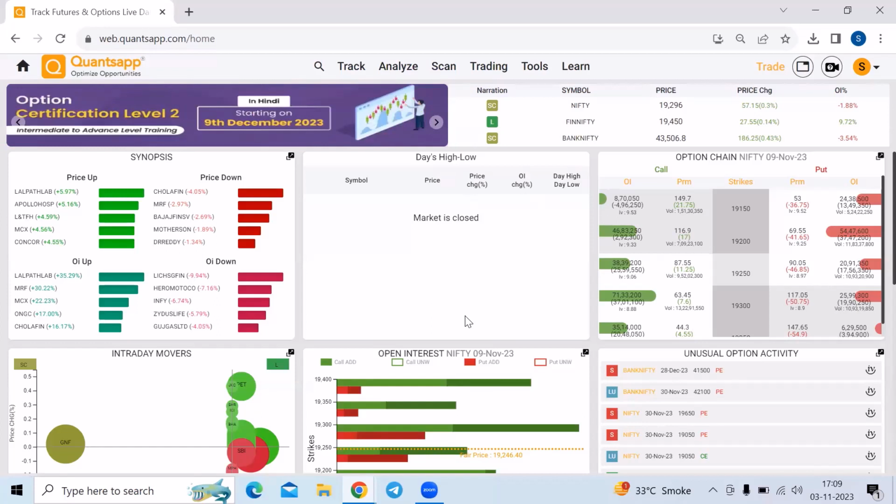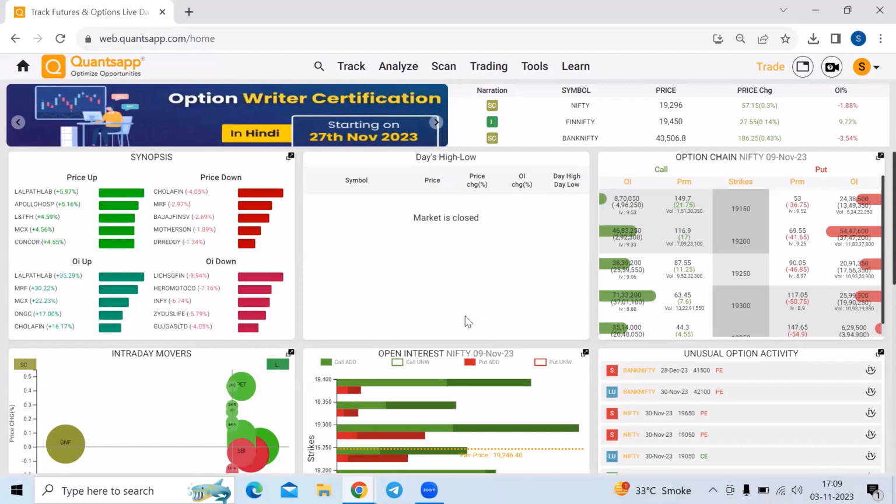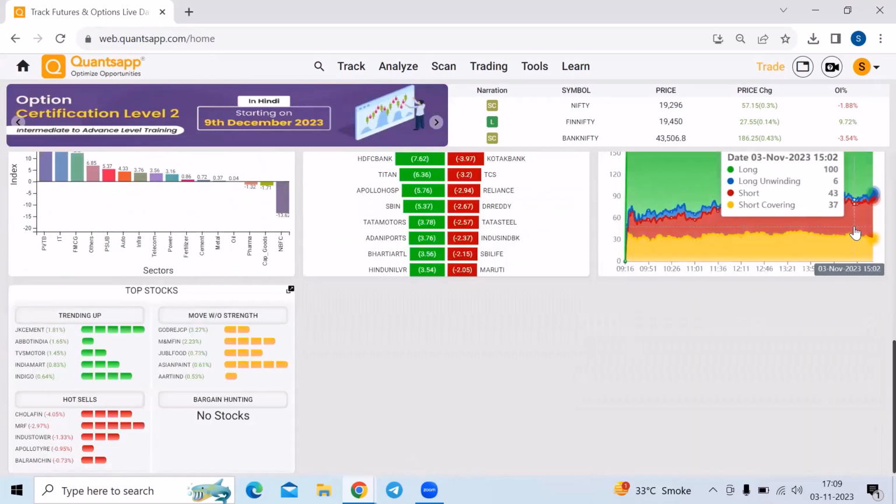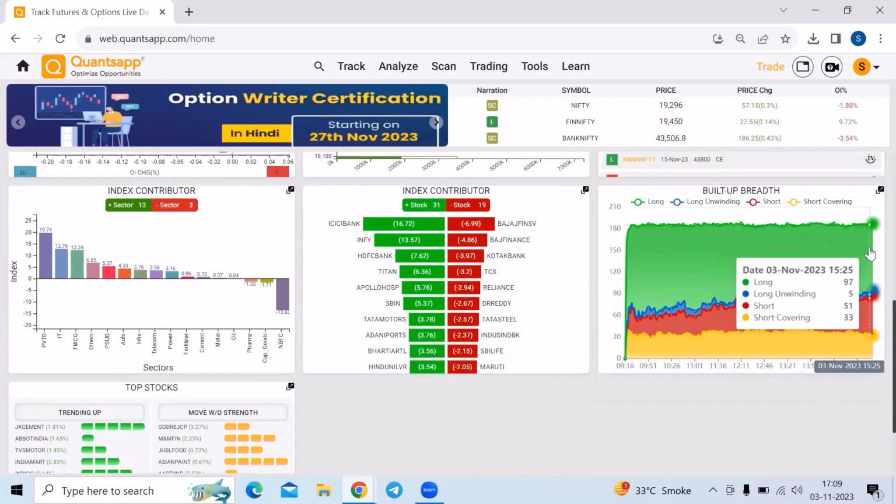Over here, we will get to see what's happening on Nifty and what's happening on Bank Nifty. Synopsis will show us top gainers and losers. The option chain data is obviously here, the open interest, the intraday movers, and the market breadth is also one of the most important things I look at.